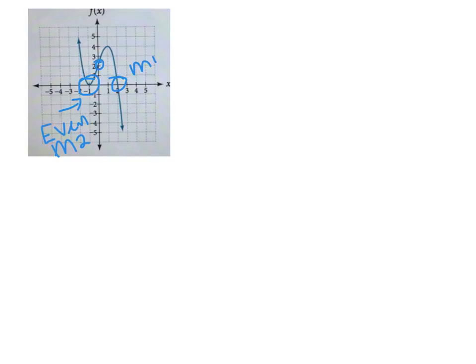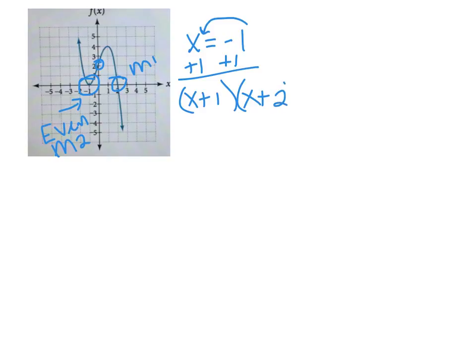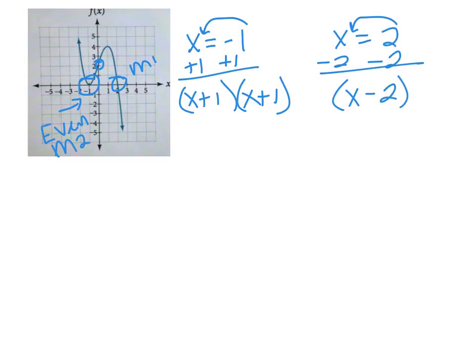So if I know I have an x-intercept at -1, to get the factor, I need to move it over by adding 1. So I have the factor of x plus 1, and it's going to happen twice. I also have x equals 2. That's the solution. To get the factor, I will subtract 2. So I know I have a factor of x minus 2.